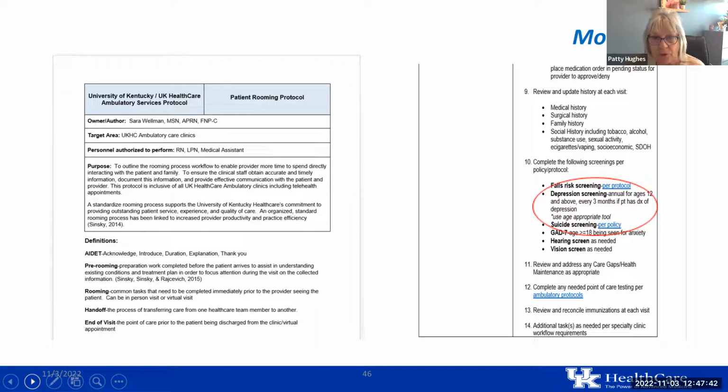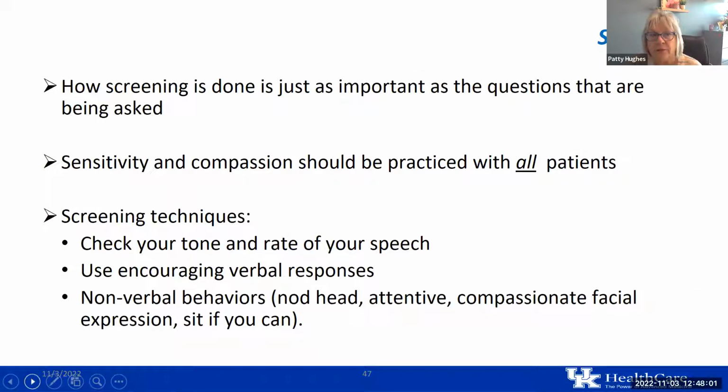So as part of our rooming protocol, we've done lots of education around depression screening and what you should be asking and how you should be asking those questions. It's uncomfortable for some individuals to have that conversation. And so what we want to make sure these individuals know is that it's very important how you ask the question. You need to be sensitive, compassionate. You don't know what's going on with every single patient, so we want that across the board.